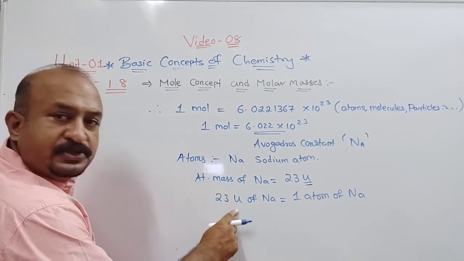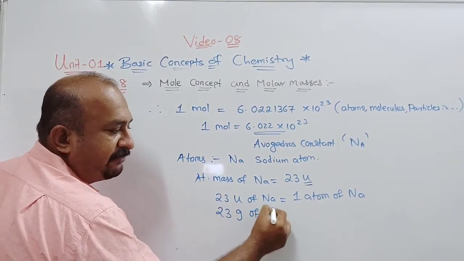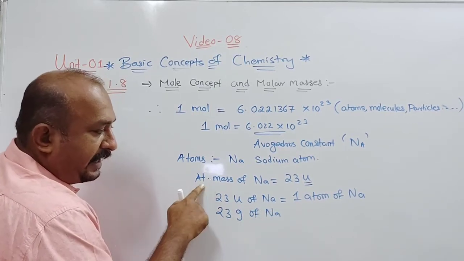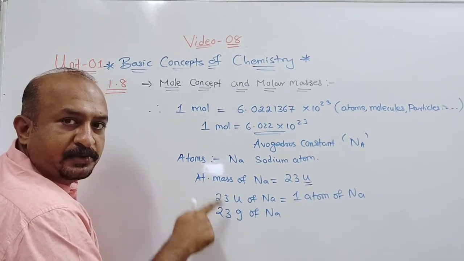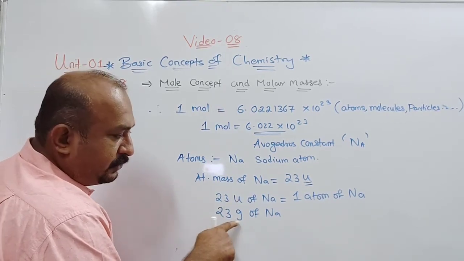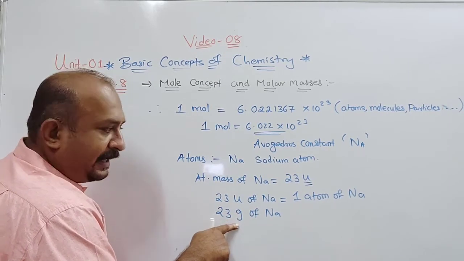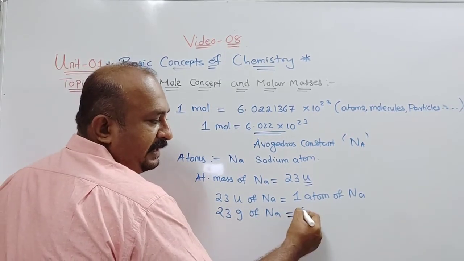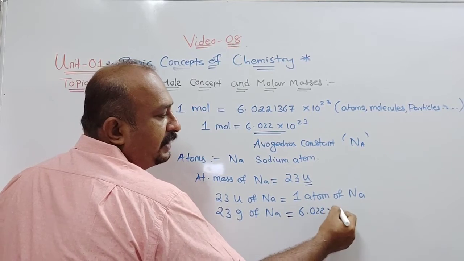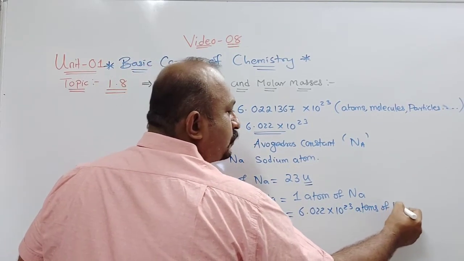But if I convert this unified mass into grams, that is 23 grams of Na if I take. Understood? It means I have converted into gram atomic mass. We have seen the definition in our previous video. So if I convert this 23 U into grams, it will be equal to how many atoms? So 6.022 into 10 raised to 23 atoms of sodium.